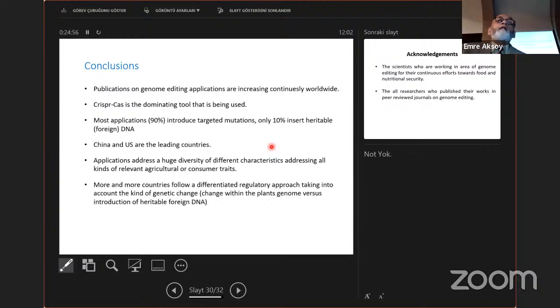Most applications, 90%, introduce targeted mutations. Only 10% insert heritable, that is foreign, DNA. China and the USA are the leading countries to adopt this technology. Applications address a huge diversity of different characteristics, addressing all kinds of relevant agriculture or consumer traits. More and more countries follow a differentiated regulatory approach, taking into account the kind of genetic change. And this is the conclusion.